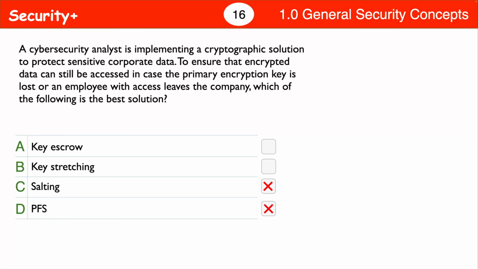And finally, we can rule out B, key stretching. This is a technique that makes passwords more resistant to brute force attacks by increasing computational difficulty. It strengthens passwords, but it does not provide a way to recover lost encryption keys. But key escrow does, which is A, which is the answer. Key escrow is a system where a trusted third party securely stores copies of encryption keys, allowing authorized recovery if the original key is lost.